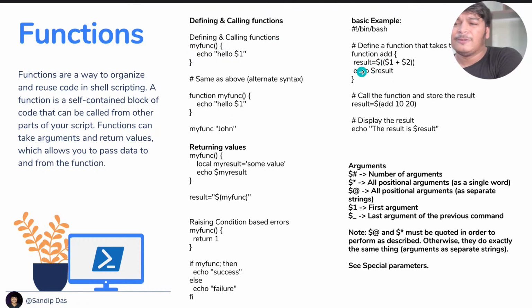There are two ways. Then function, then the function name, in braces. Inside the braces is the code block, where you add your logic. I'm storing, for example, here $1 plus $2, whatever parameters I got, I'm adding those two values and storing in result, right? And I'm echoing. In shell scripting, the way you return is to use the echo command. So echo, then the variable, the result will get returned to where you are calling.